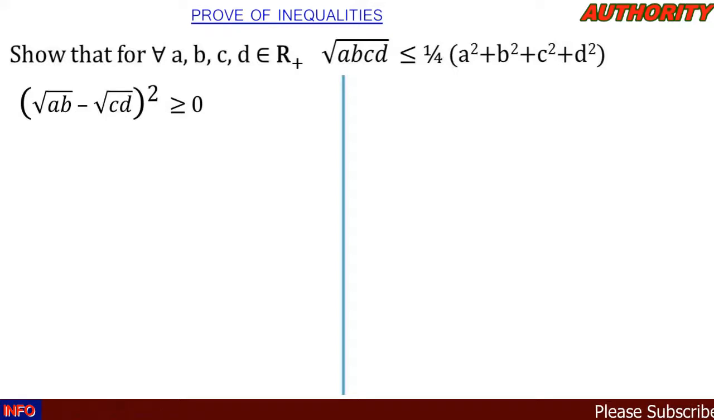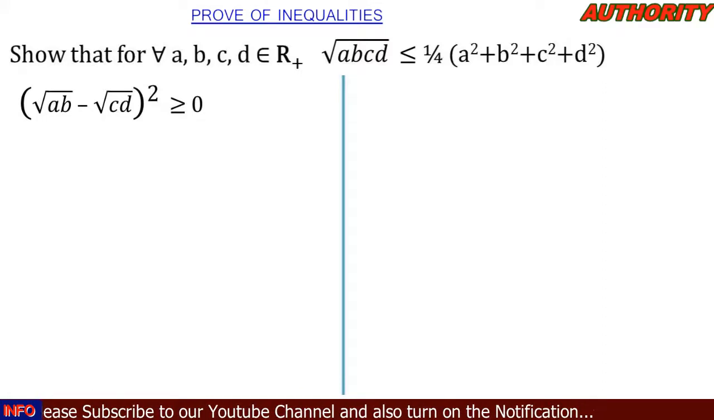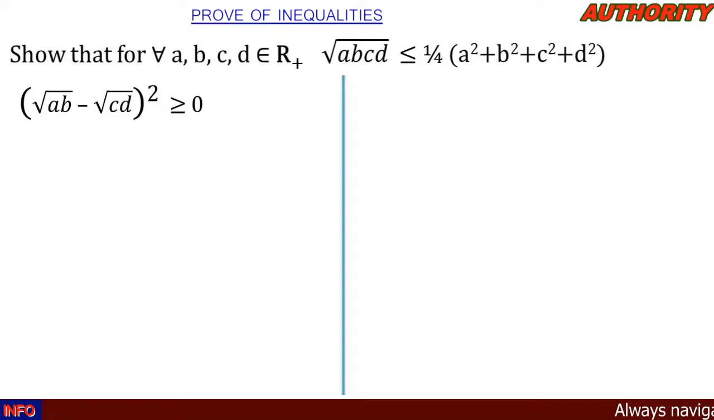The square root of ab minus the square root of cd, all the bracket, raised to power 2, is greater than or equal to 0. So we are going to solve this, and then we arrive at 1 all over 4, open bracket, a square plus b square plus c square plus d square. So we say that the square root of abcd is less than or equal to this 1 all over 4, open bracket, a square plus b square plus c square plus d square. So that is to say this 1 all over 4, open bracket, a square plus b square plus c square plus d square is greater than or equal to 0. When we find out that this term on the right hand side is greater than 0, that means we have proven what we are asked to prove.